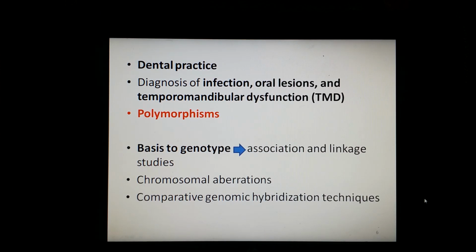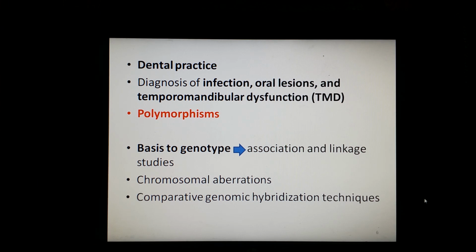Now let's see some of the applications of this microarray analysis. Microarray is useful in the diagnosis of infections, oral lesions, and temporomandibular dysfunction (TMD).